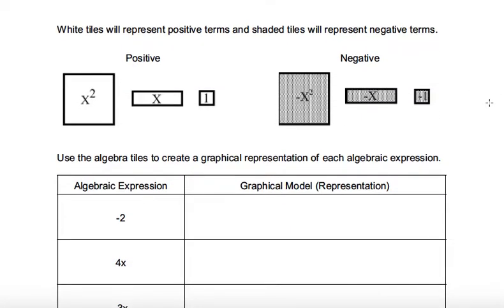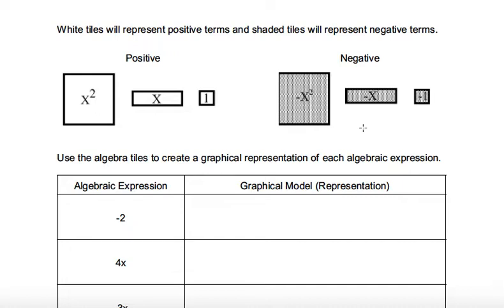When we're representing expressions using algebra tiles, sometimes you will have dual colored algebra tiles. But for our questions in the worksheets, we're going to use white squares to represent positive tiles, and we're going to use gray or shaded squares to represent our negative tiles. If you're using an app that uses negative and positive algebra tiles, they could be different colors, but for our worksheets, the clear ones will be positive and the shaded ones will be negative.